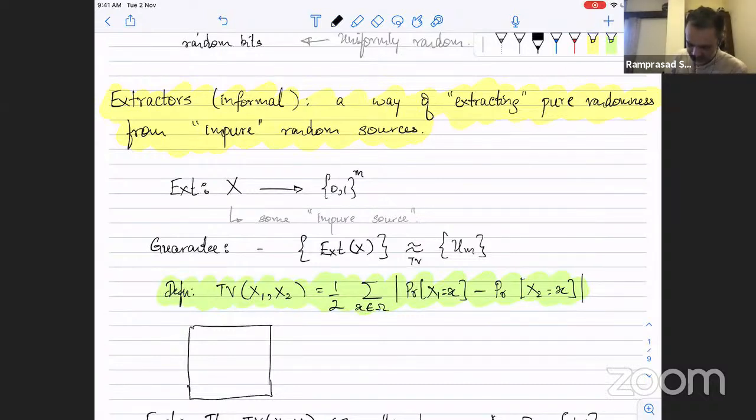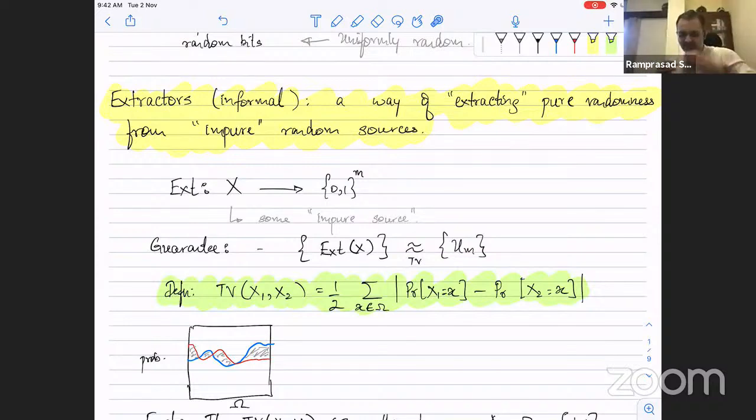So think of this: the x-axis is basically all the points in your sample space, and the y-axis is the probability. Maybe this is the distribution corresponding to X, and maybe this is the distribution corresponding to Y. And in some sense, the total variation distance basically tells you what this gap is, maybe up to a factor of 2 or something like that. So it gives you a sense of, if you look at the graphs of these two distributions, how much gap is there?